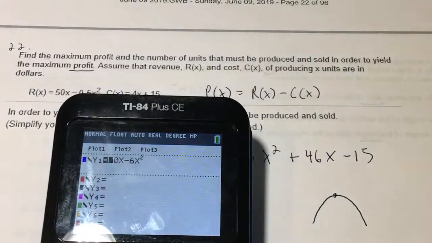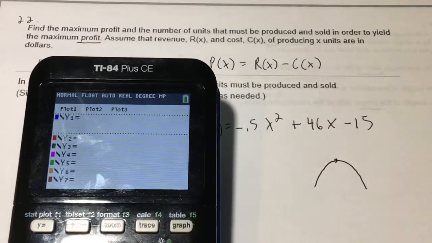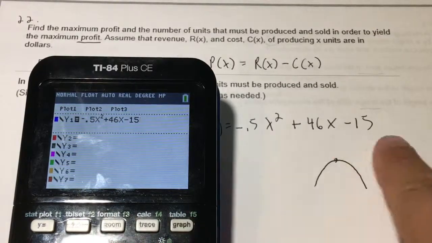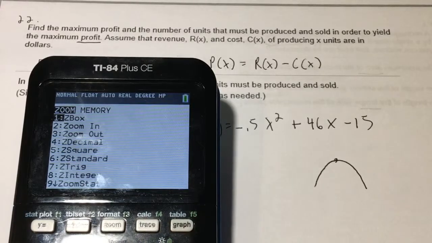So let's type that in, y equals. I'm going to clear it out. I'm going to type in negative, not minus, negative 0.5 x squared. These numbers are a little large, but I'm going to do zoom standard to see if that gives me a nice graph.